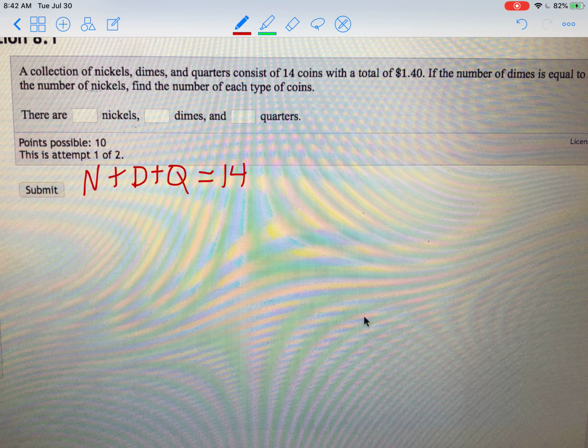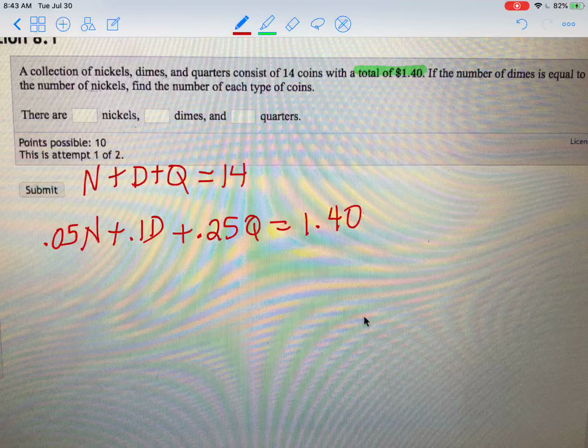Secondly, it says the total amount of those coins adds up to $1.40. So you have to go back in and say, if I have N nickels, what's its dollar value? Well, I would take N and multiply it by 0.05. And you do the same for the dimes and the quarters. 0.1 times D is how many dollars you have in dimes, and then you have 0.25 Q, and that's how many dollars you have in quarters. You add all that up and you get $1.40. So that's your next equation.